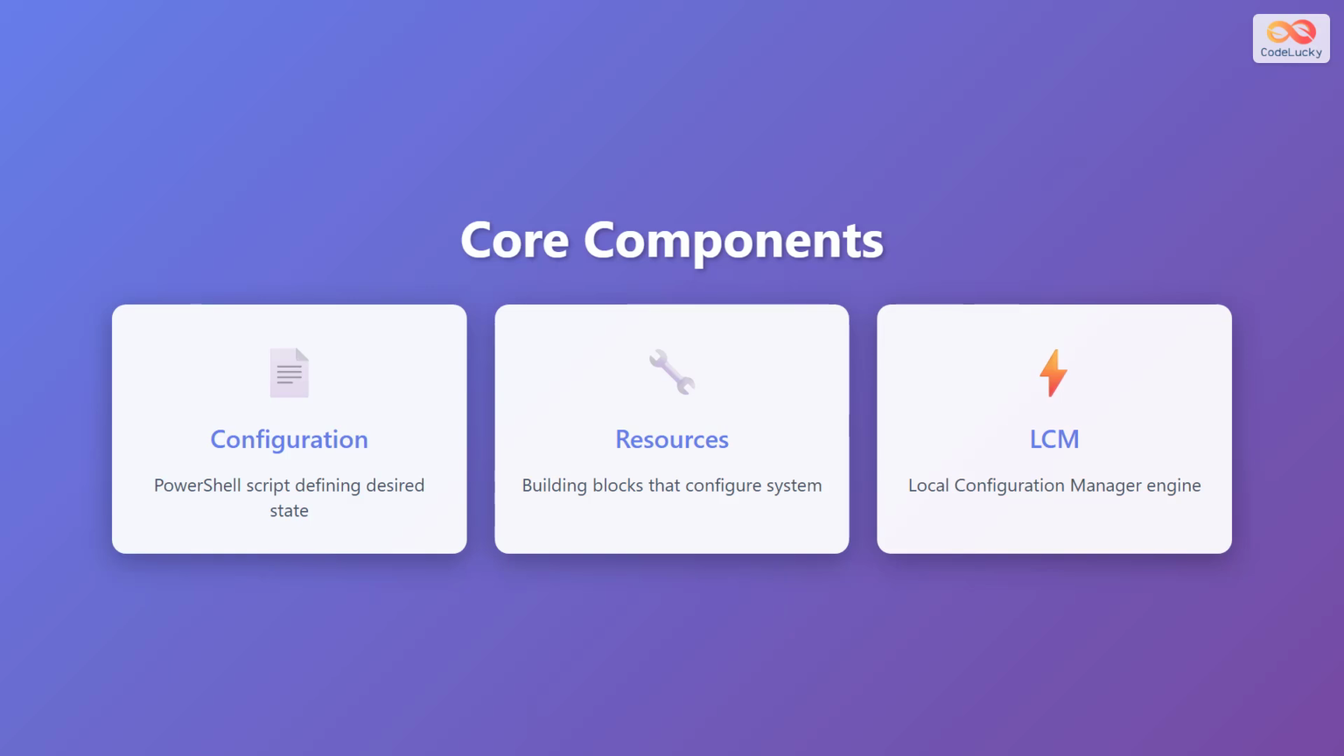DSC has three core components. The configuration is a PowerShell script that defines your desired state. Resources are the building blocks that actually configure different aspects of your system, like files, services, or registry settings. And the LCM, or Local Configuration Manager, is the engine that runs on each target machine and applies the configurations.